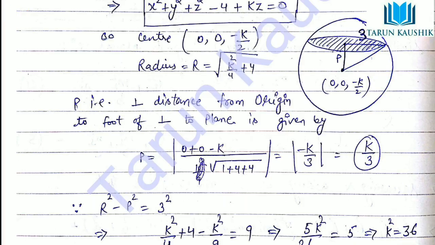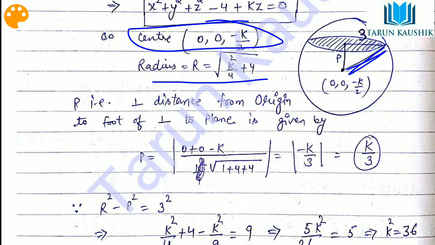No, sorry, I'm very sorry. This is not 3. What is 3? The 3 is the circle's radius, it is not the sphere's radius. This radius we have to calculate by the formula from this center. We know the coordinates of the center, so the radius will be given by this formula.